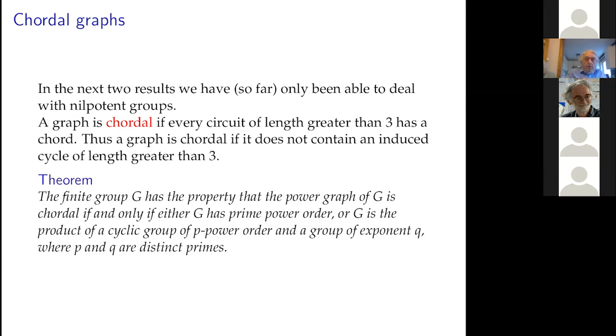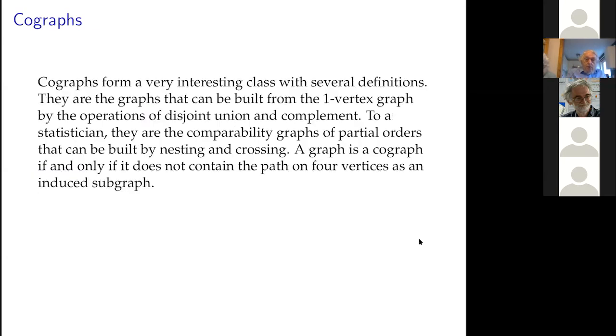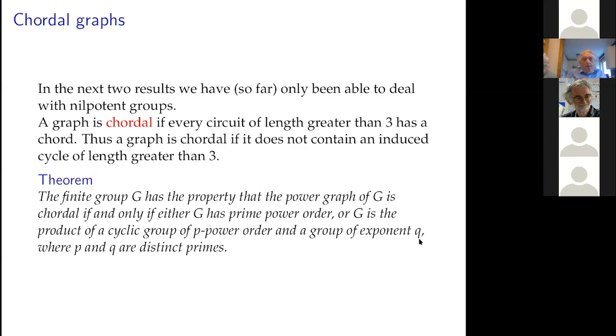And again, chordal graphs are an important class with good algorithmic properties. And here's the theorem for nilpotent groups. It should say the finite nilpotent group there. I'm sorry. The finite nilpotent group G has the property that the power graph is chordal if and only if it's either a p-group for some prime p, or the direct product of a cyclic group of prime power order and a group of exponent q, where q is a prime different from p. So that tells you about the nilpotent groups whose power graphs are chordal.